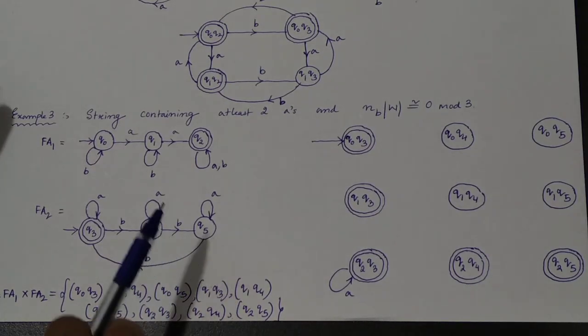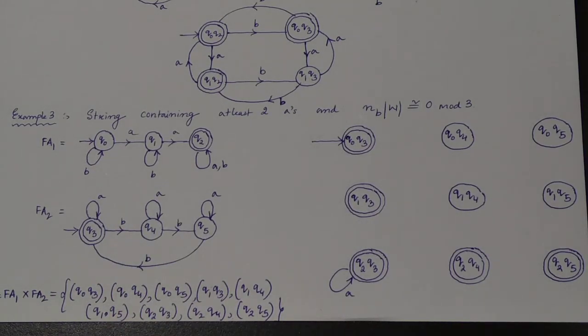Okay, so this is example number 3, and to save time, I have already drawn the stuff. I've taken the ordered pairs, and I have drawn the states as well.